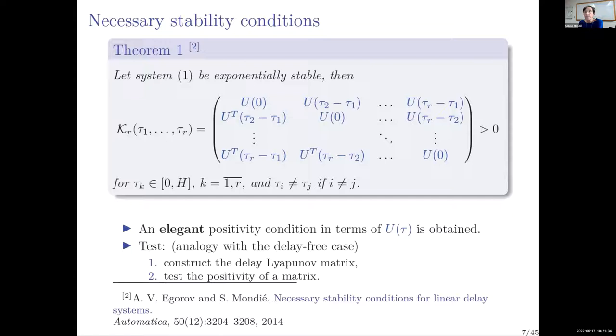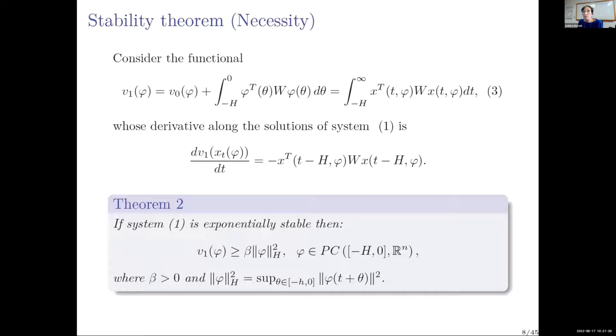Okay. And this result was obtained with Alexei Egorov, by the way. Okay, the stability theorem. How do we prove this result? So we consider a functional which is not the complete type functional introduced by Kharitonov, but it's a functional which is closely related. It's very close, and it also has this property that if the system is exponentially stable, then this functional V1 also admits a quadratic lower bound, and we can compute this beta.